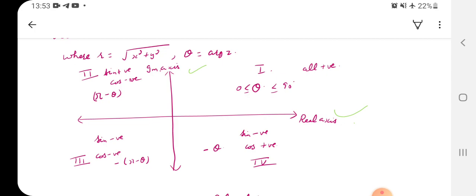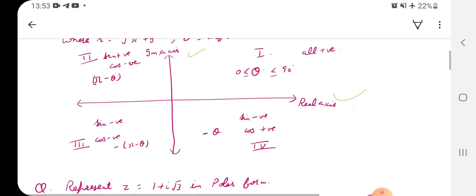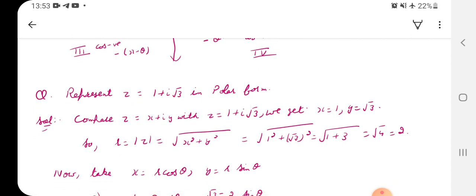Now you will come to know more about this with the help of one example. So let us solve one example. They said represent z equals 1 plus iota root 3 in polar form. So your first step is, you have to put x equals r cos theta and y equals r sin theta, so we have to get the x and y, right? Comparing z equals 1 plus iota root 3 with z equals x plus iota y, we get x equals 1 and y equals root 3.